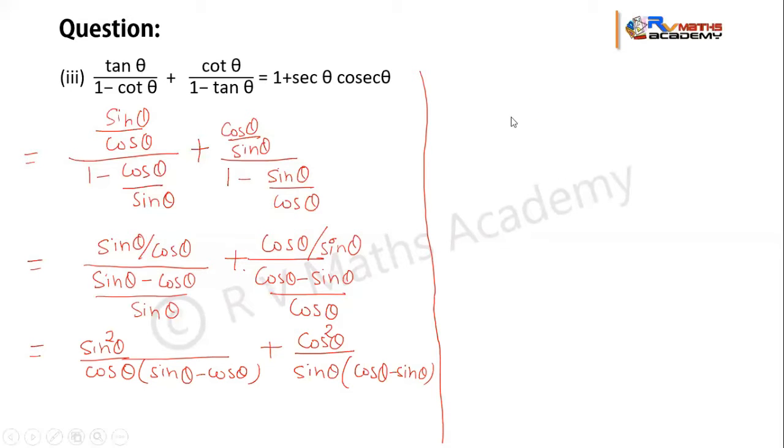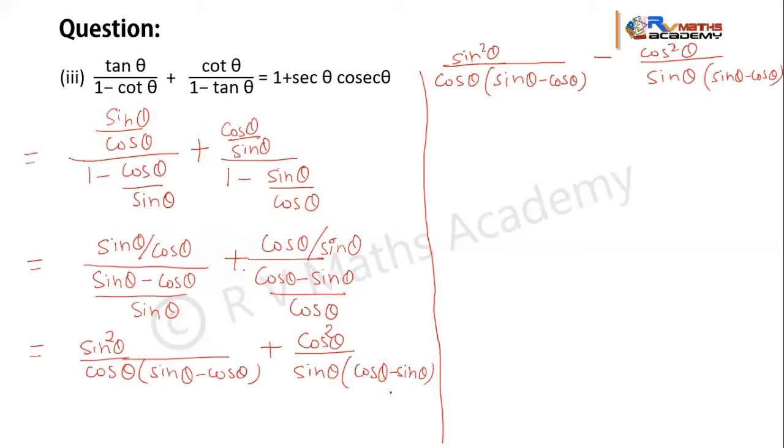Now, what happened? We can see here, this is sine theta minus cos theta and this is cos theta minus sine theta. The terms are the same, only the sign is different. So we have to take the minus sign common out of this bracket. So we will get sine square theta upon cos theta, this is sine theta minus cos theta, and here you can write cos square theta, and in the denominator you can write sine theta. Now we can write it as sine theta minus cos theta.